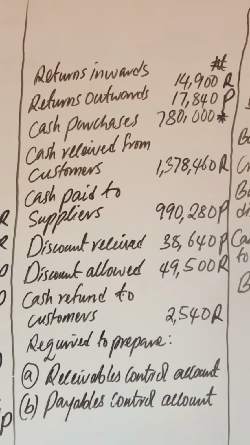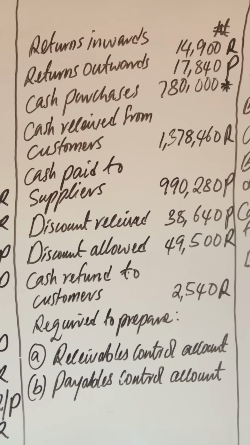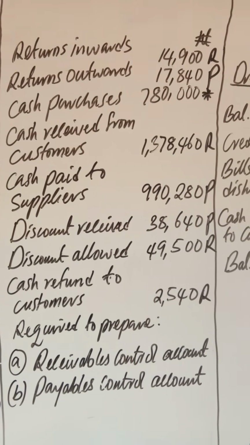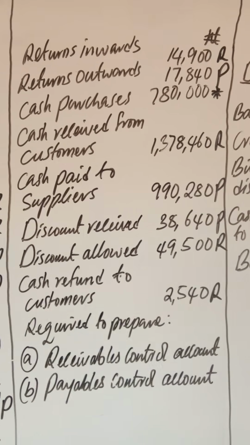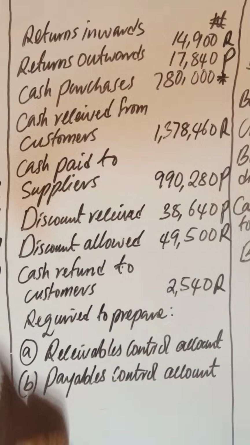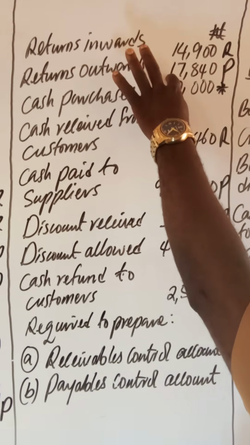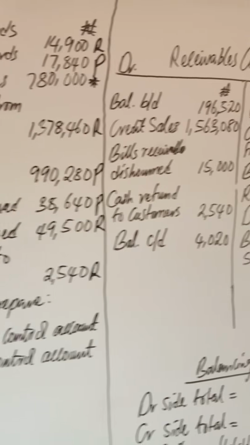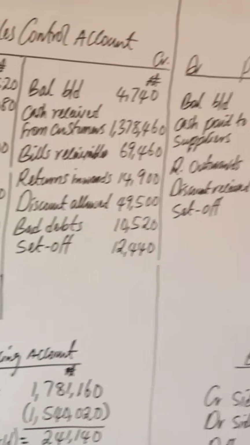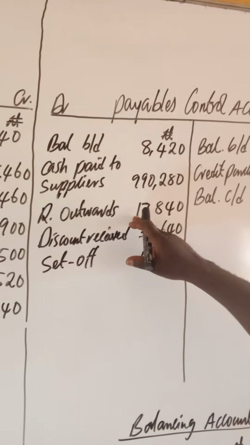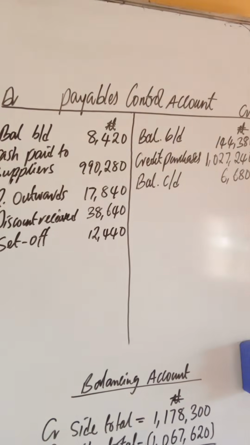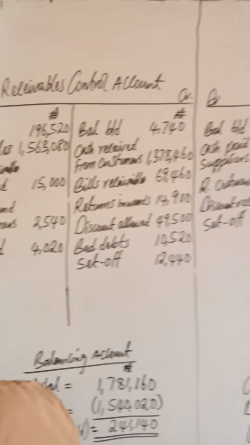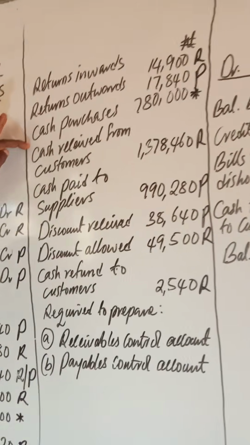Without wasting time, here is returns outward. All returns outward in accounting are credited because goods are going out. Debit the receiver, credit the giver account. So here, as goods are going out, it becomes the giver account. If returns outward is credited, you now go to the payables control account, which will be debited. As you can see, perfectly double entry position, 17,840 naira.